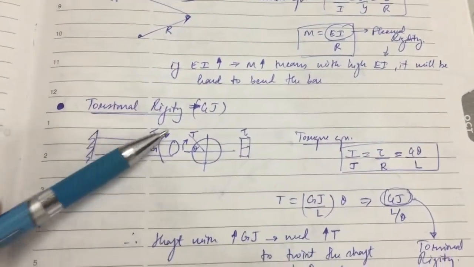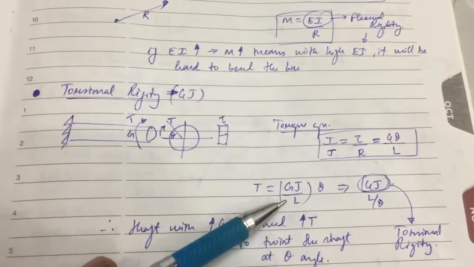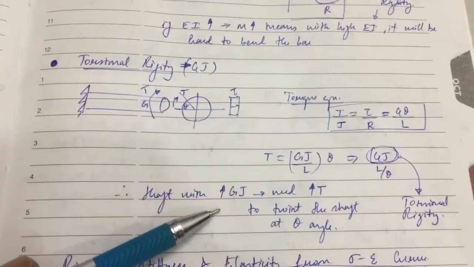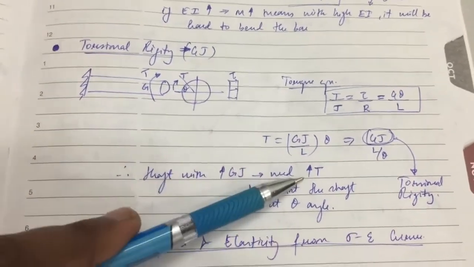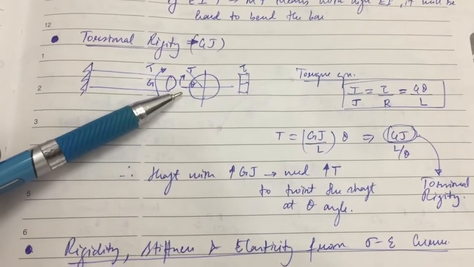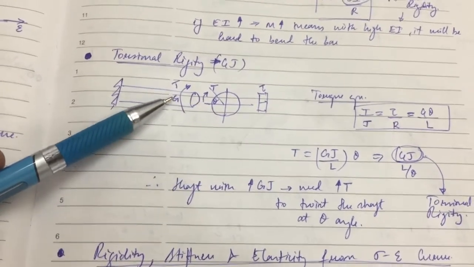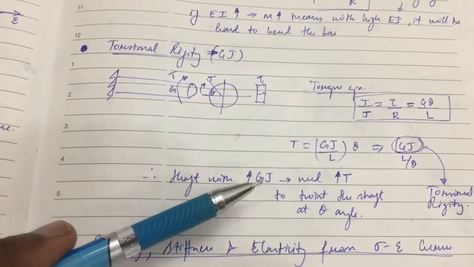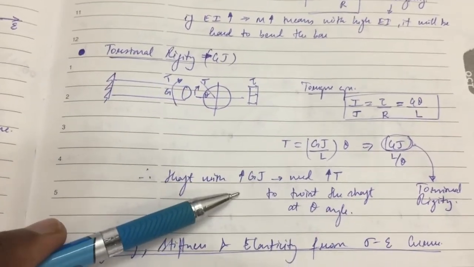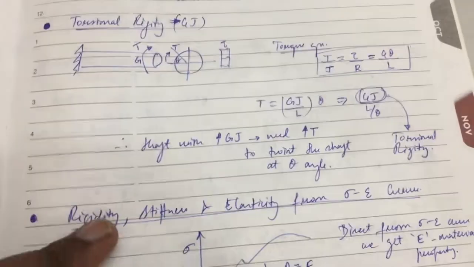Next one is the torsional rigidity, which is G times J, GJ. From the torsion equation, we can identify T is equal to GJ by L times theta. So if there is an increase in GJ, it takes high torsion to twist the shaft at the given theta angle. It needs GJ torsional rigidity to create such a torsion. So if GJ is high, it will be much harder to twist the shaft at theta angle.